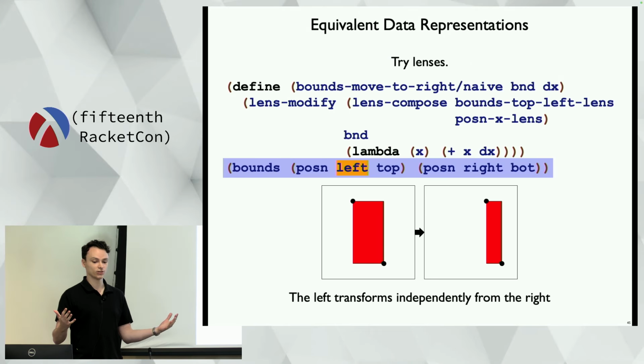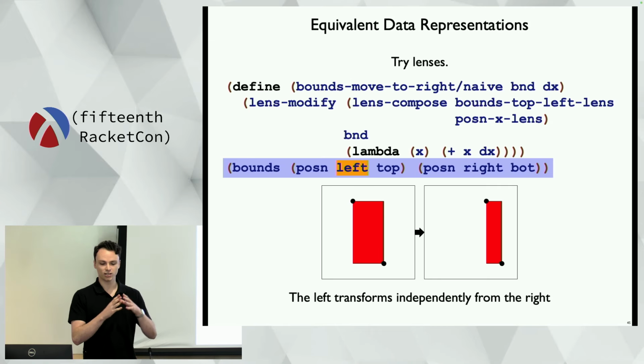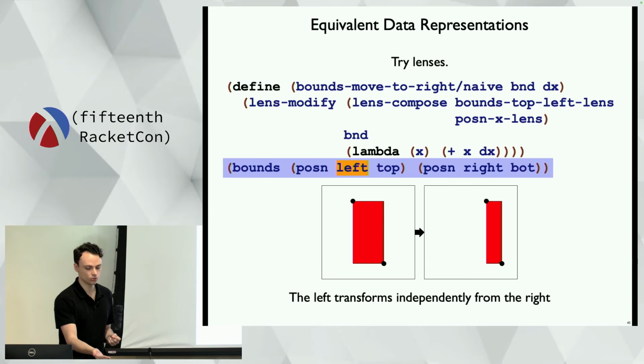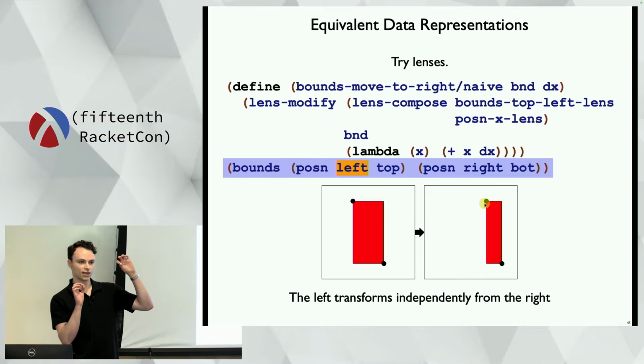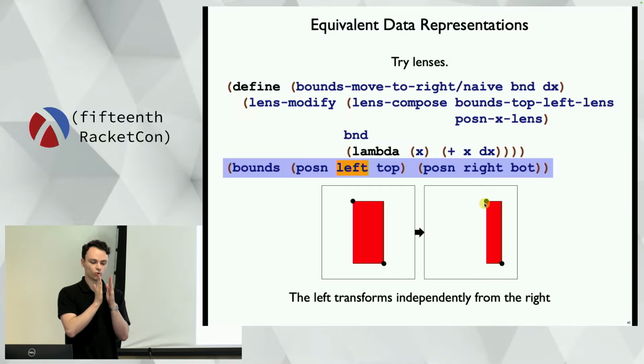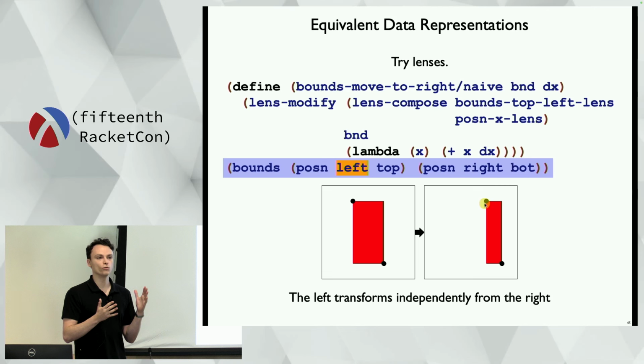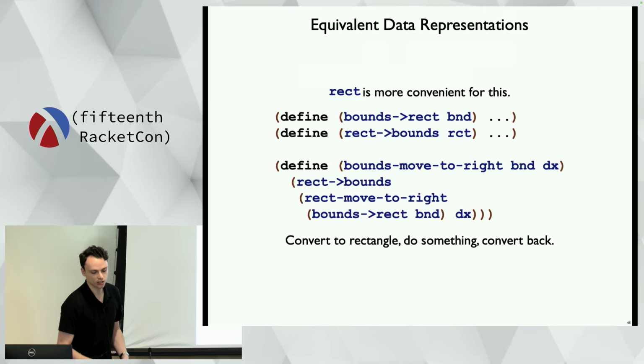So we're all excited about lenses, right? Let's try to use lenses for this problem. So naively, what you might do is you would take the bounds top left lens, which focuses on that top left position, and then you'd compose that with posn x lens, and you would try to increment the x value. But since you have a separate top left and bottom right, that ends up just moving the top left and not the bottom right, so you end up squishing the rectangle. So you would need to move both positions in order to move the rectangle without changing its shape. And so clearly rectangles are more convenient here because you only have to move one thing. So we can convert the bounding box to a rectangle, move it to the right, and then convert back.